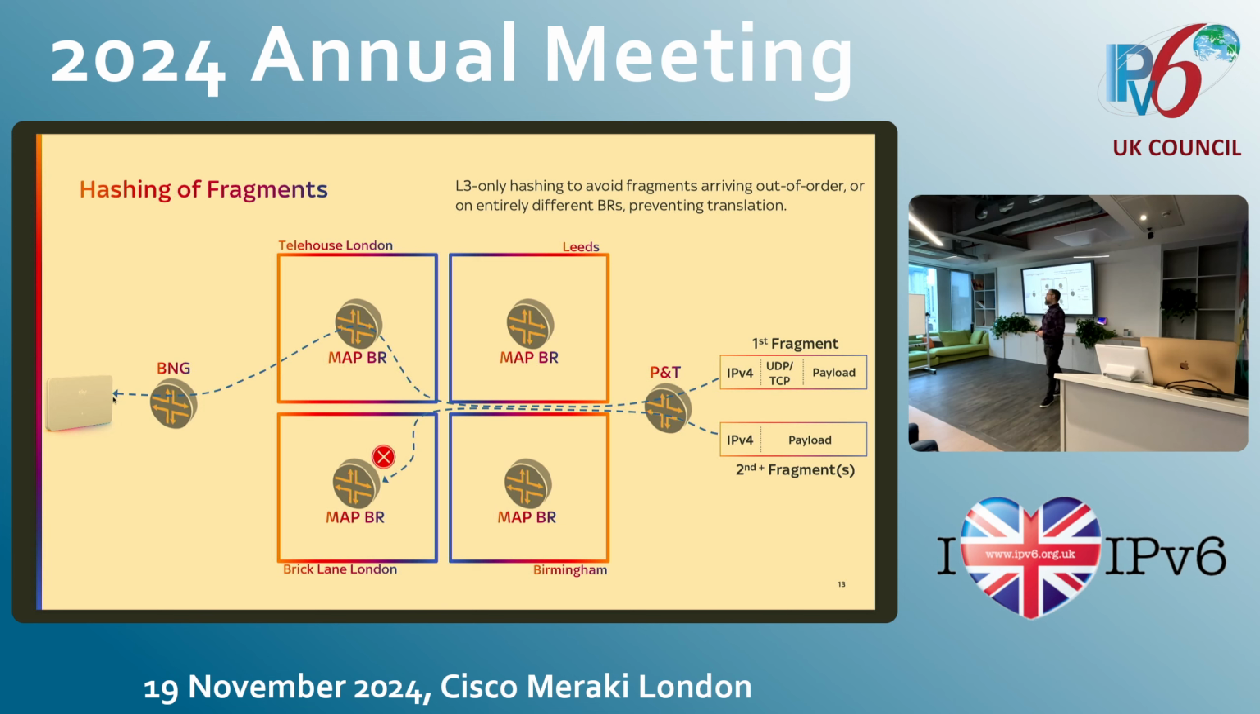We've mitigated this issue in the UK. We've gone around these problematic devices and enabled layer 3 only hashing, and hopefully we'll get to go back to Italy at some point and do that and finally be able to turn off DHCP4 over there.